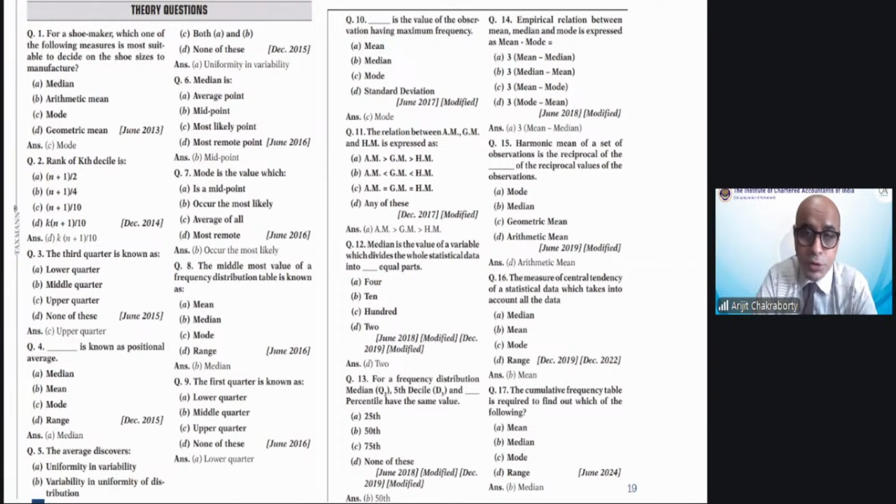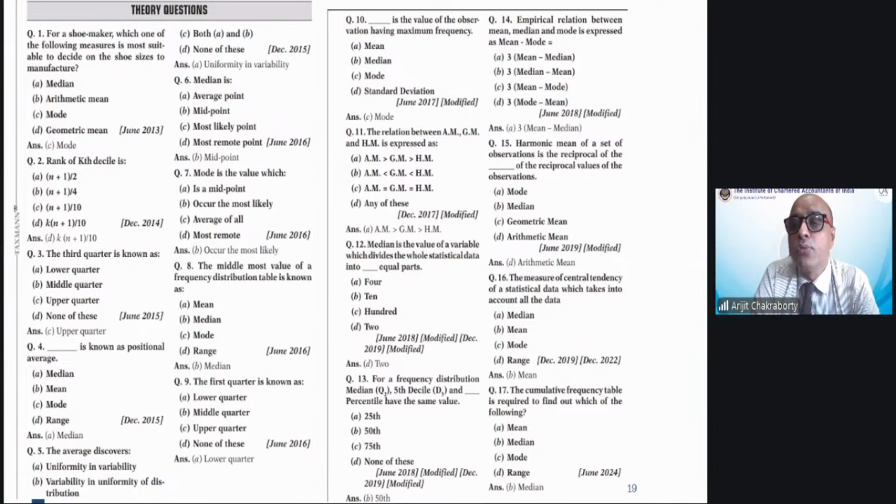Question 13, for a frequency distribution, median Q2, fifth decile D5 and which percentile has the same value? Lovely question. We know median is referred to as the second quartile, Q2. We have also discussed and explained why the fifth decile, D5, is equal to the median. Now the question is, which particular percentile is the median? Median means 50th position. It has to be the 50th percentile, because a percentile divides the whole population into 1 by 100. One percentile means 1 by 100. So median means 50 by 100. That means it is the 50th percentile.